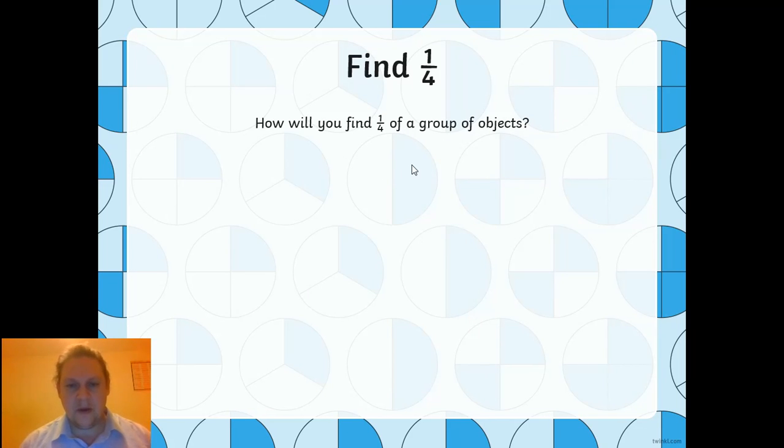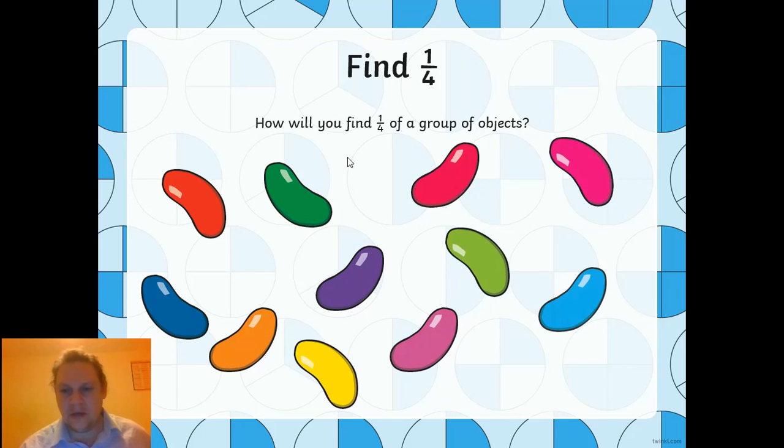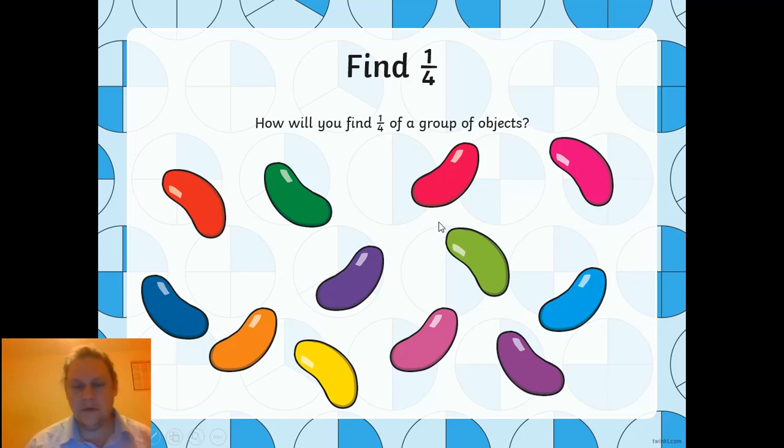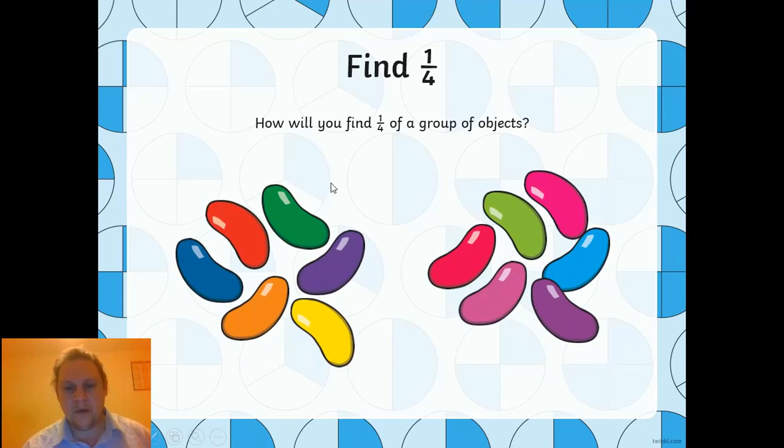So how will you find a quarter of a group of objects? Let's have a look. How many of these jelly beans have we got? 1, 2, 3, 4, 5, 6, 7, 8, 9, 10, 11, 12. Right, let's halve the group. Now, we've got 2 equal groups. Each have 6 in them. Now, how can we make 4 equal groups, do you think?